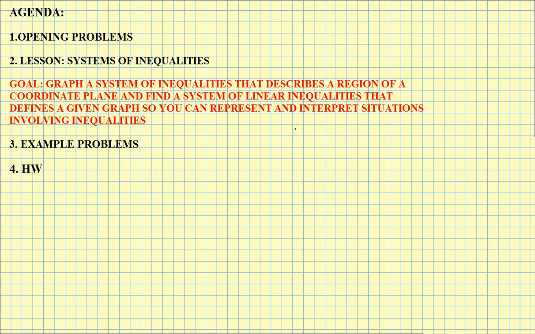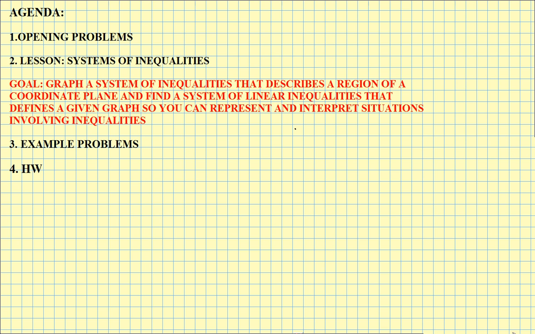Hi everyone, we're starting our new lesson on systems of inequalities. We're going to continue with that, and what we're going to do is graph a system of inequalities that describes a region of a coordinate plane, and find a system of linear inequalities that defines a given graph so that you can represent and interpret situations that involve inequalities.